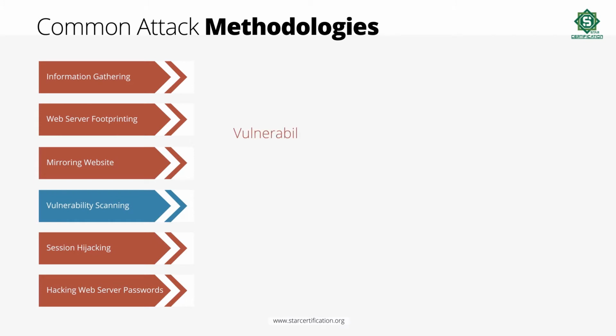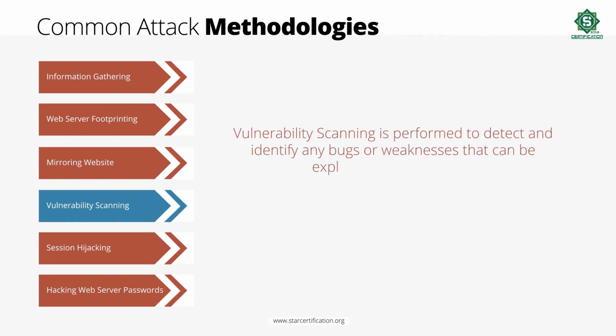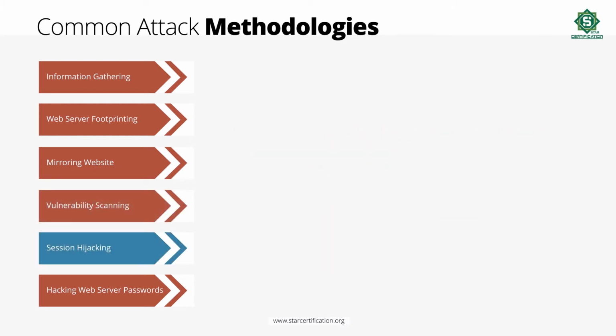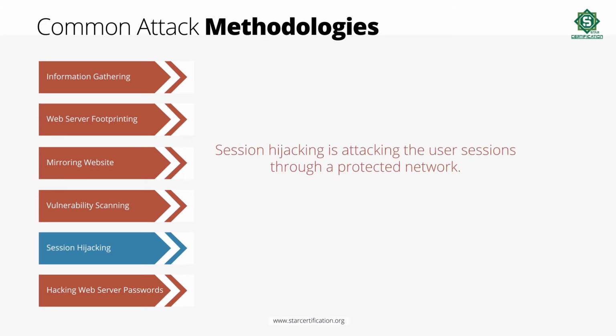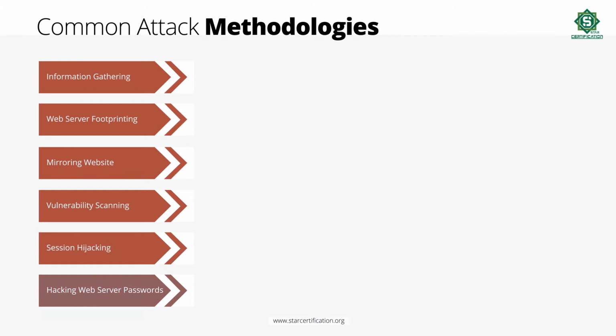Vulnerability scanning is performed to detect and identify any bugs or weaknesses that can be exploited by an attacker. Various tools such as Acunetix Web Vulnerability Scanner, HP WebInspect, etc. can perform the scanning and vulnerability detection. Session hijacking is attacking the user sessions through a protected network. Tools like Burp, Sweet, JHijack, Firesheep can be used.